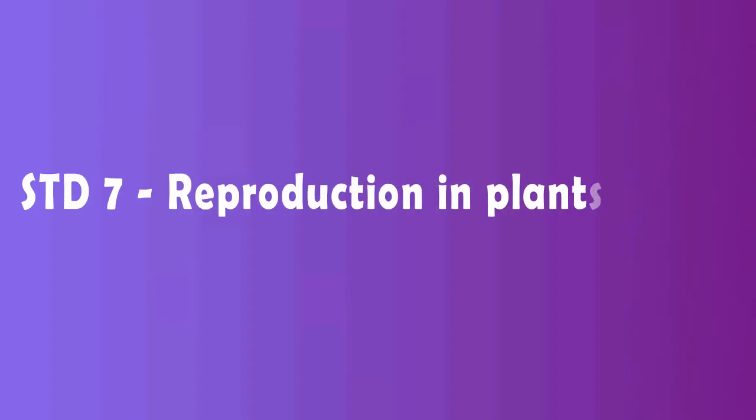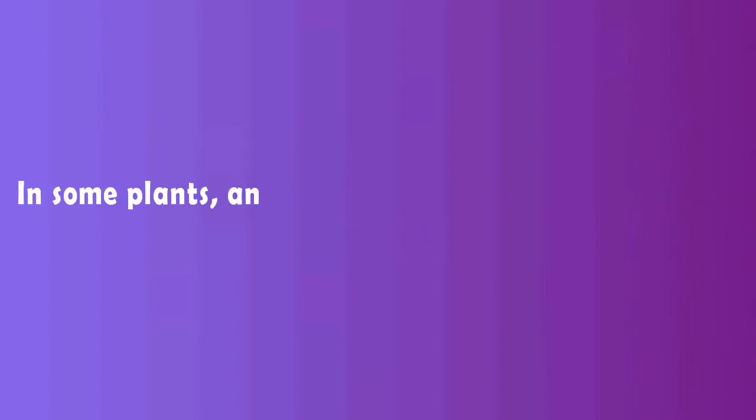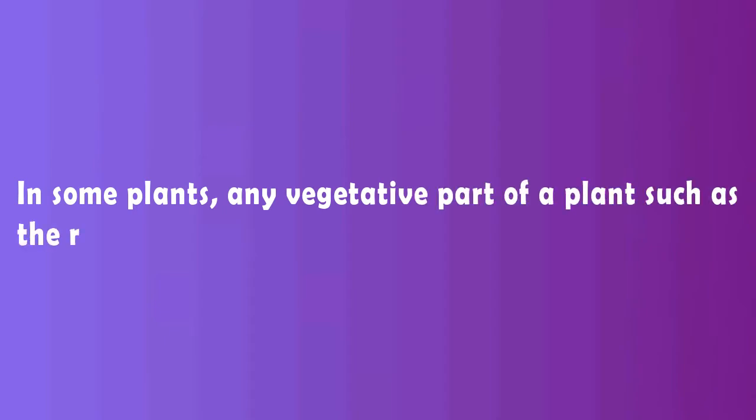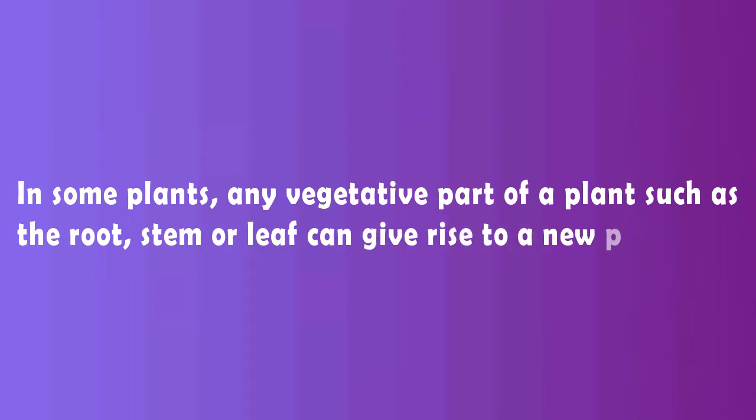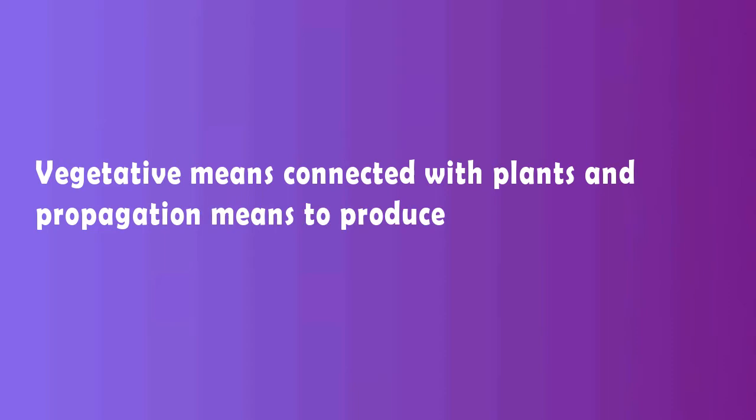Standard 7th, Reproduction in Plants, Part 2: Vegetative Propagation. In some plants, any vegetative part of a plant such as the root, stem or leaf can give rise to a new plant. Vegetative means connected with plants, and propagation means to produce a new plant using a parent plant.